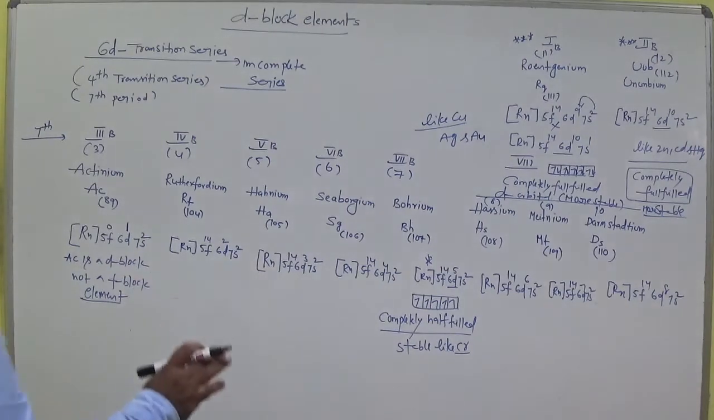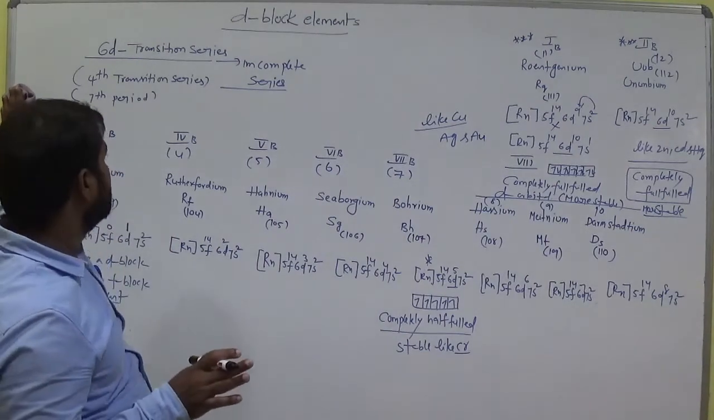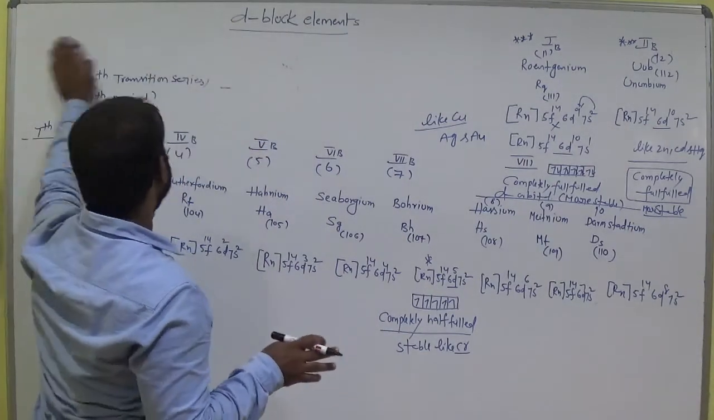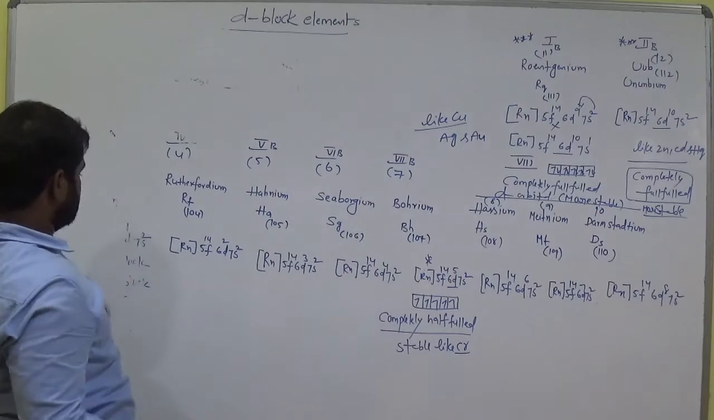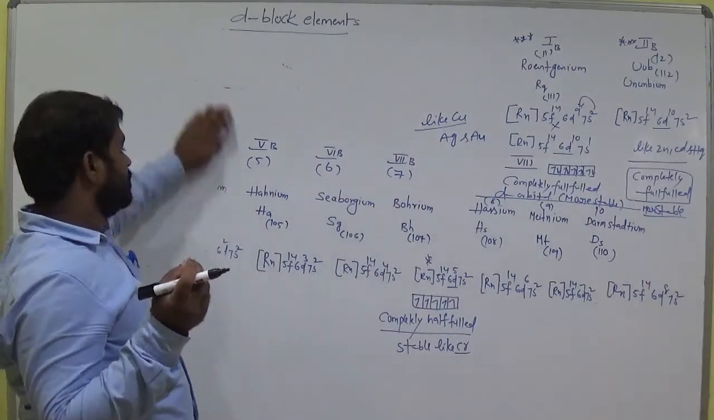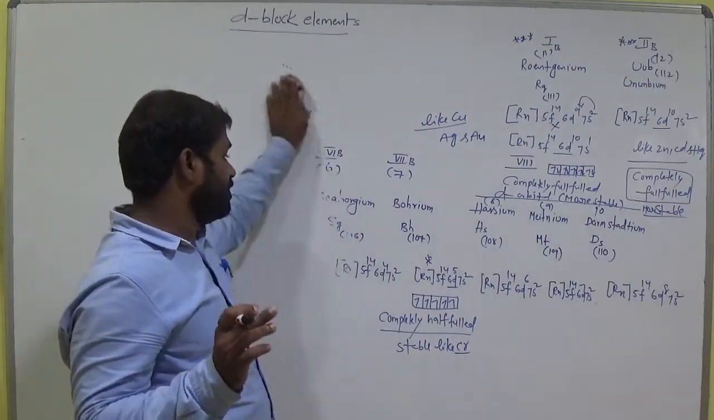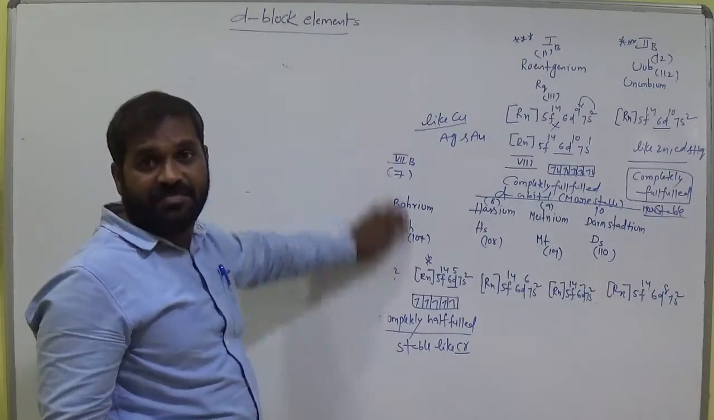So these are the introduction and electronic configuration of d transition elements. Okay? So for special electronic configurations, you have to remember these elements: platinum, copper, chromium, zinc, cadmium, Hg.